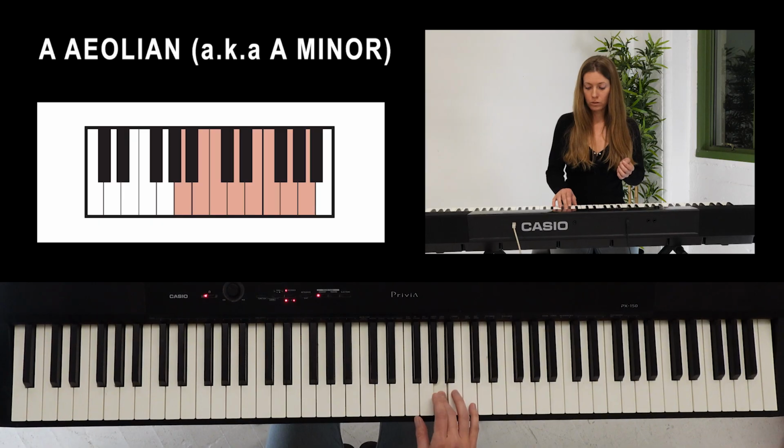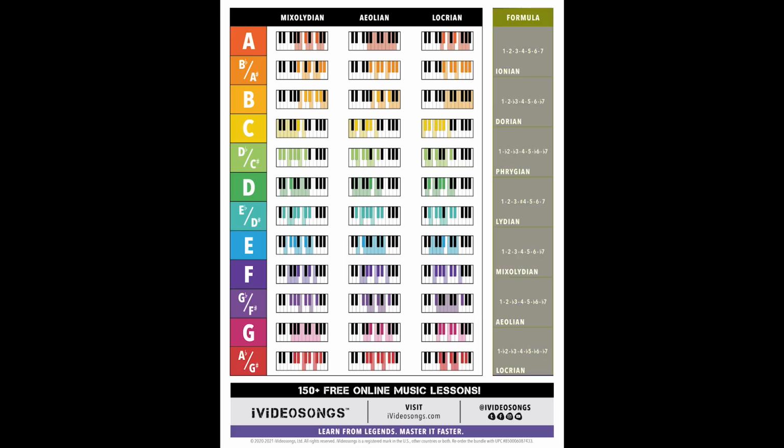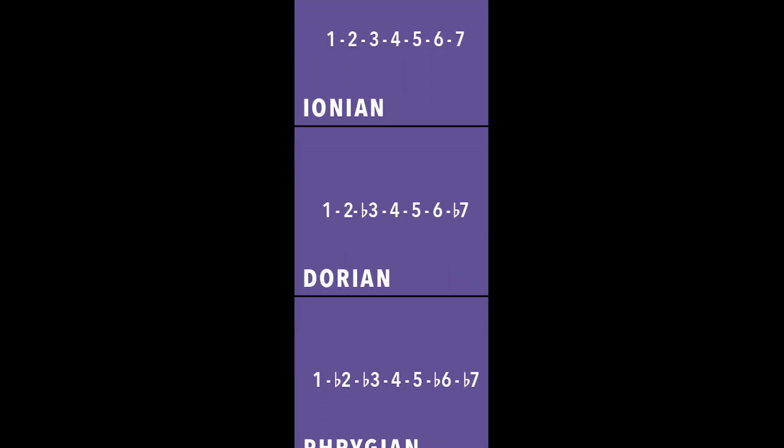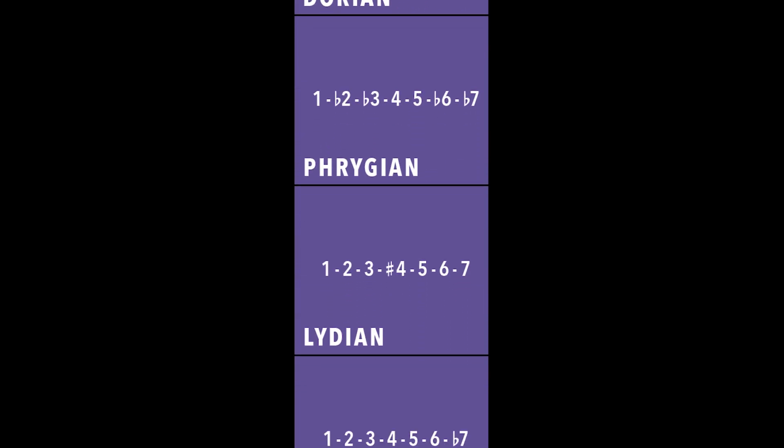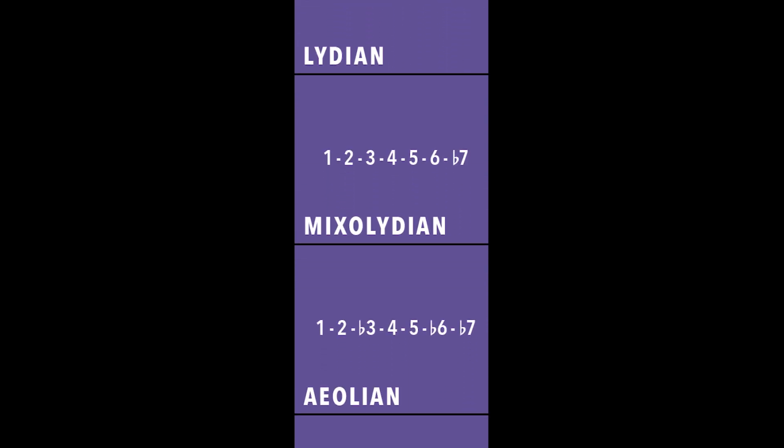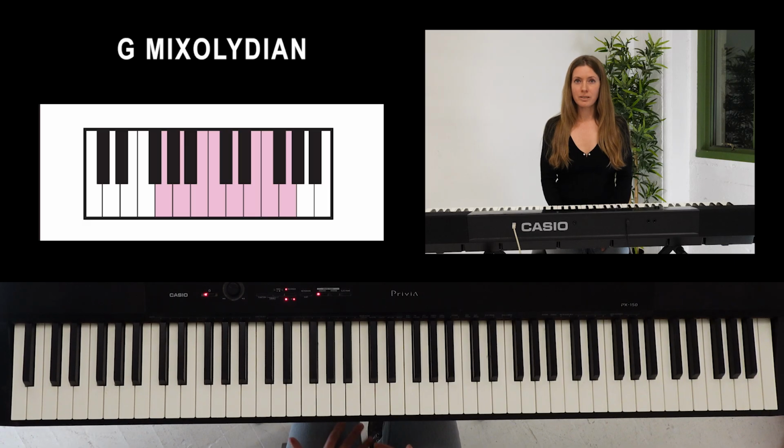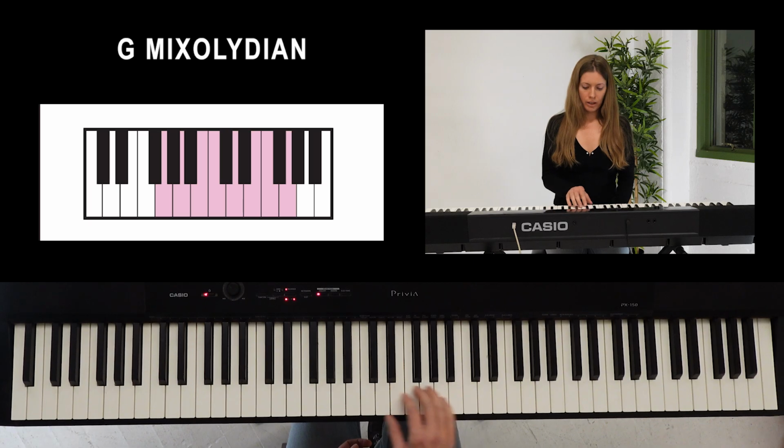So getting back to the chart, we have an easy to use formula column on the back, which shows you the pattern for each mode. The notes are labeled 1 through 7, which is based off the major scale, and it will show you which one needs to be flattened or sharpened. For example, the Mixolydian scale has all the notes of the major scale except for a flat 7. The Mixolydian scale is built from the 5th note of the parent scale.